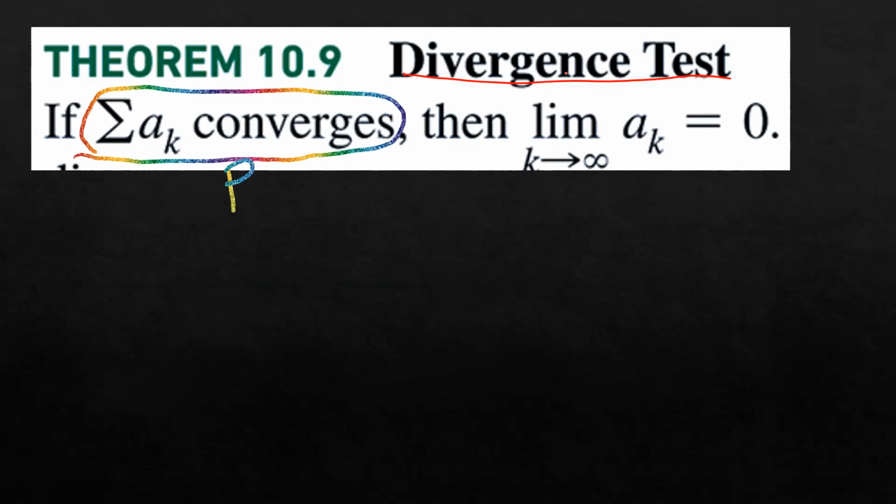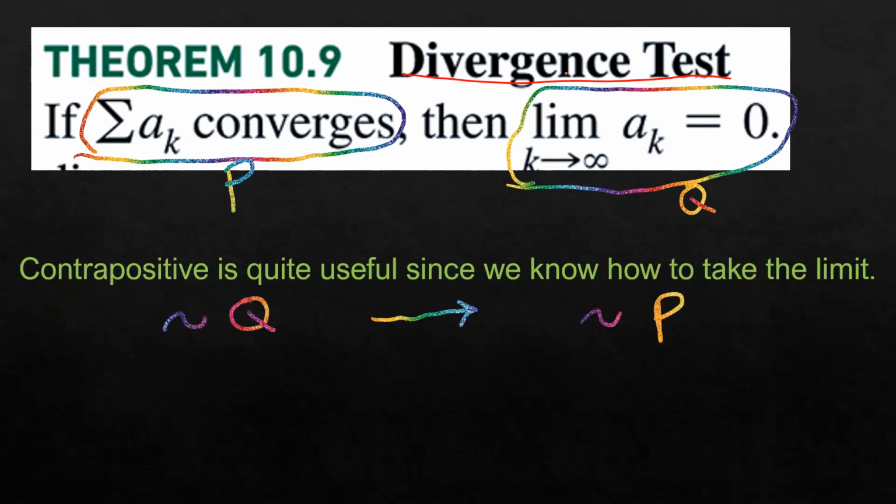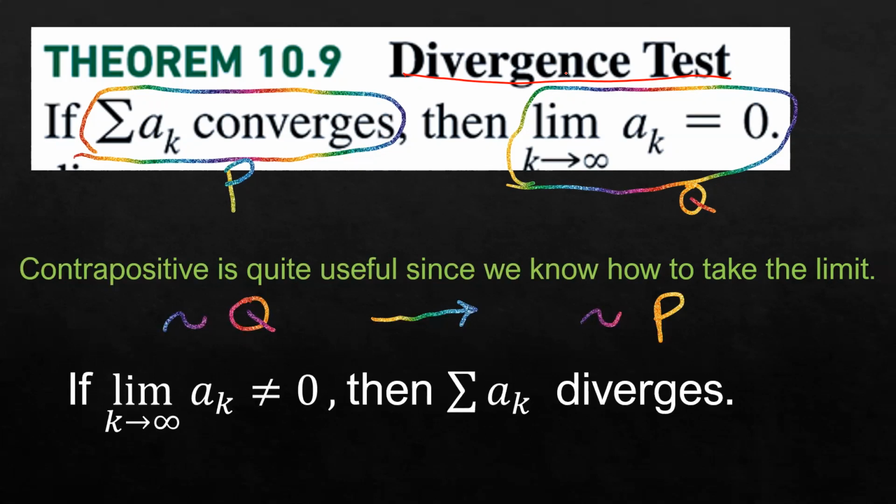So P in this case is the series converges. Q is the limit is 0, right? So the contrapositive is if not Q, then not P. Well, in terms of mathematics, rephrasing this theorem, we would say that if the limit is not 0, then the series diverges. Okay, so this is more useful. Why? Because most of the time we can take the limit, and we know how.